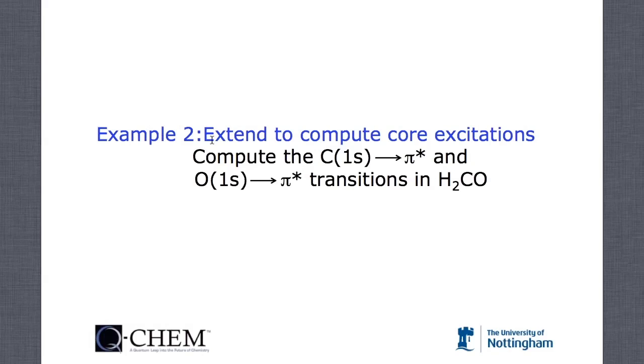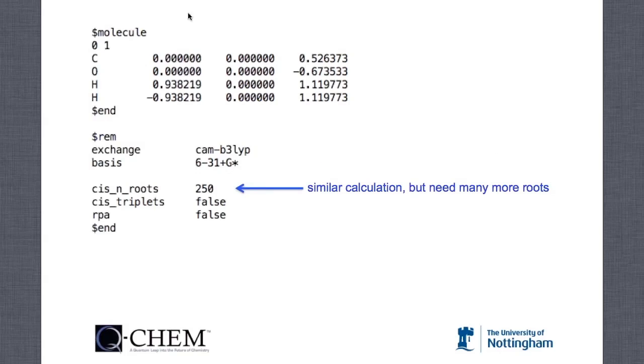So a second example is if we actually want to extend this to compute core excitations. What I'm after is doing a calculation where we look at exciting from the carbon 1s orbital to this pi star orbital, or the oxygen 1s orbital to this pi star orbital. And again, we're looking at formaldehyde. So you should now see a new input.